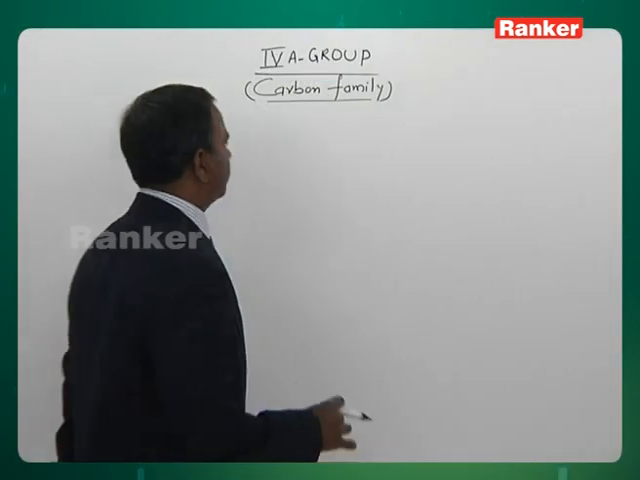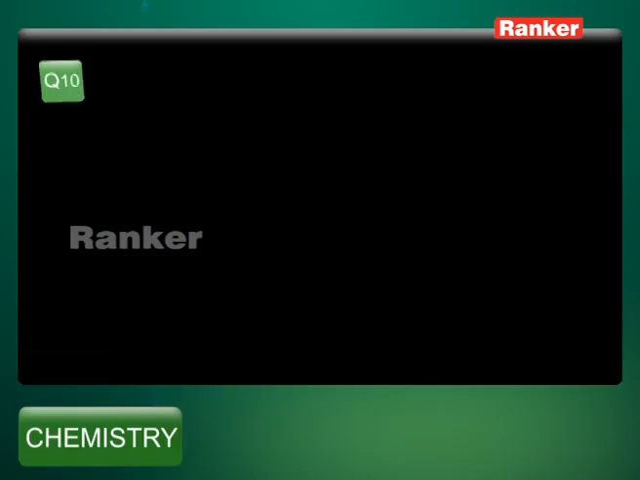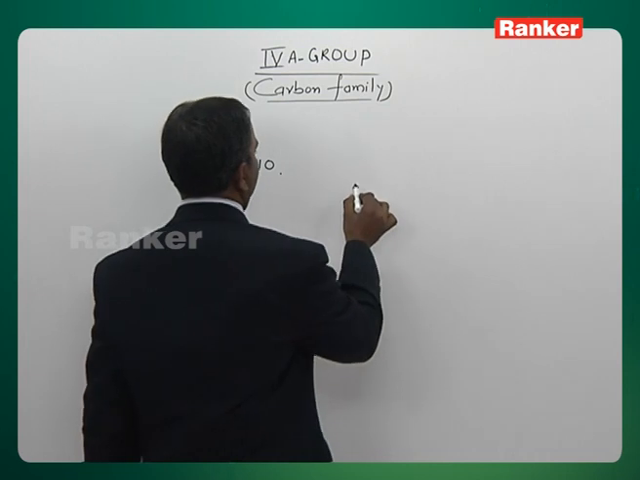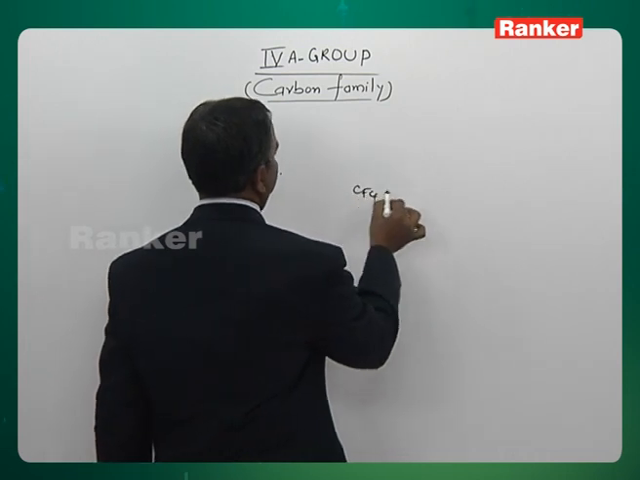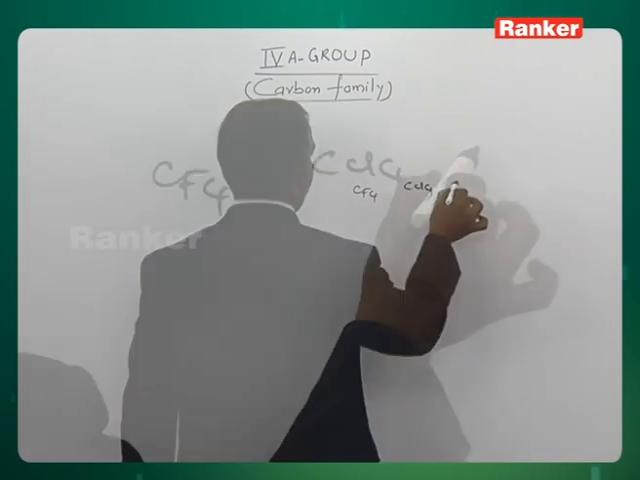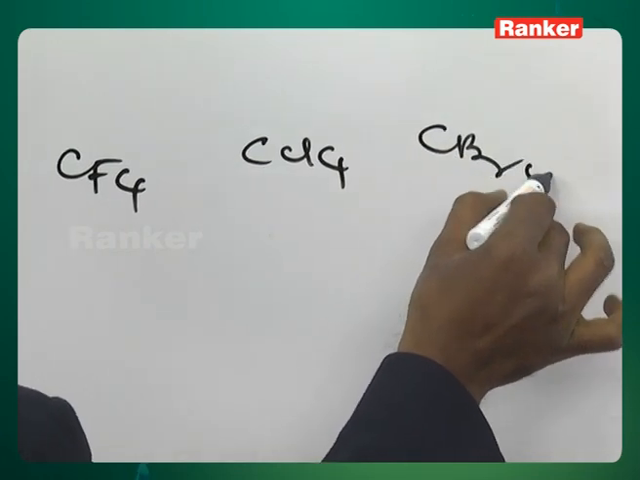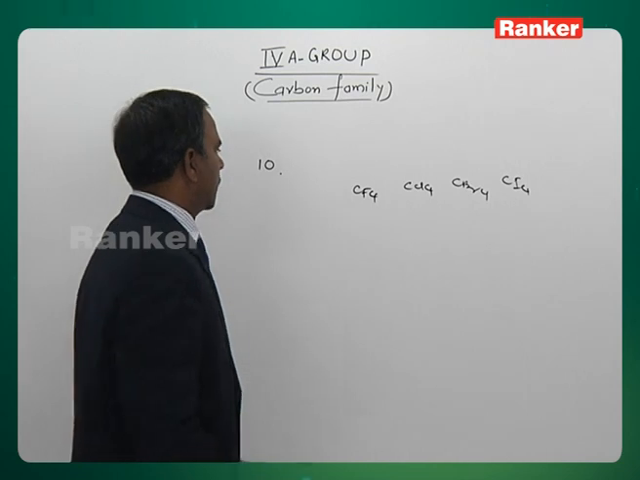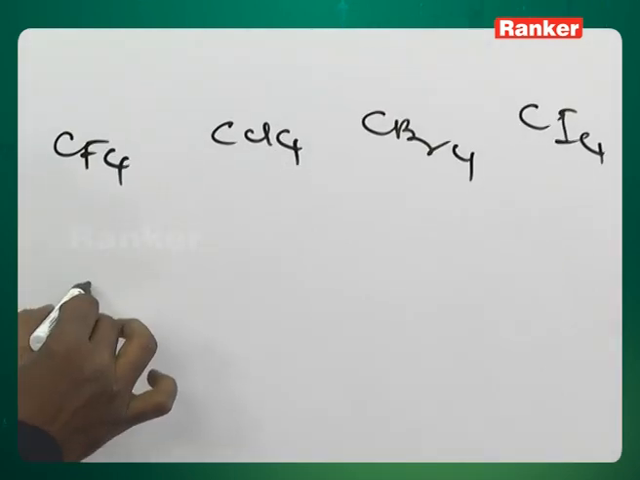Question number 10: the C-X bond energy order for carbon tetrahalides. Only carbon compounds are given: CF4, CCl4, CBr4, CI4.